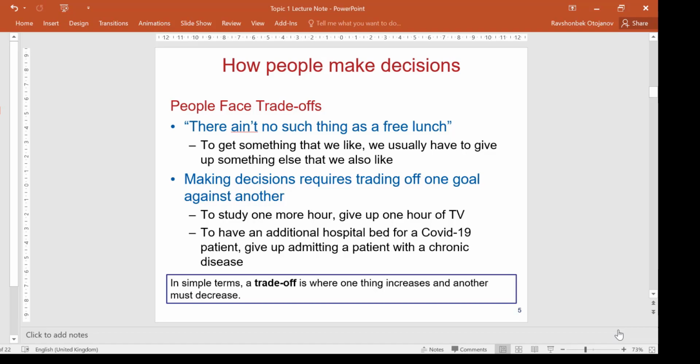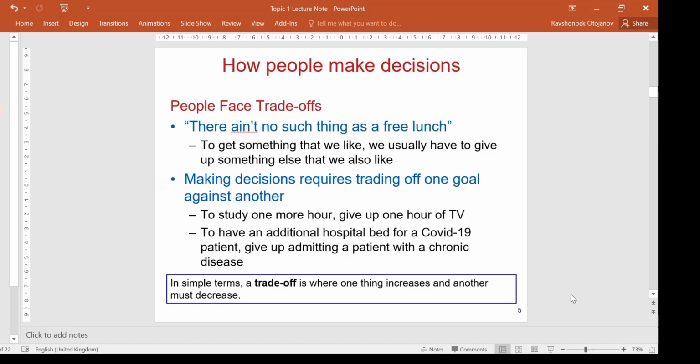Now let's take a more interesting example here. During the COVID pandemic, in the early days, hospitals needed beds. There was a huge demand spike for beds in the UK. So hospital managers faced trade-offs between having an additional bed for a COVID patient and admitting that additional patient with chronic disease. Both patients were entitled to this bed, but they had to make trade-offs. And hospitals face this sort of trade-offs. So in simple terms, a trade-off is where one thing increases and another must decrease.